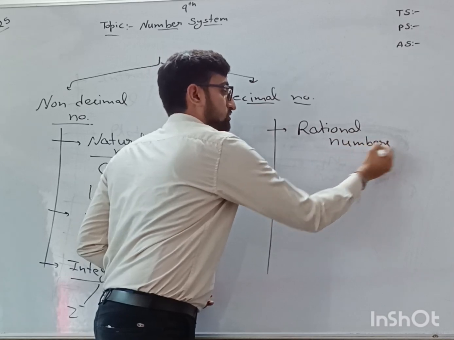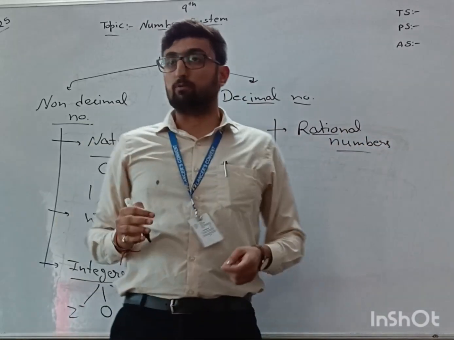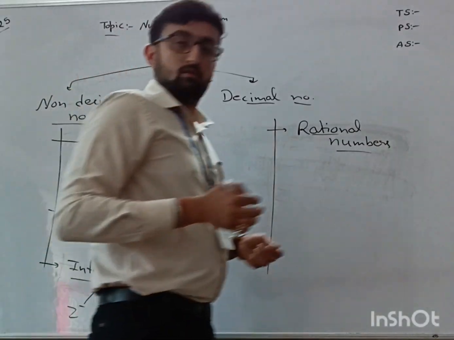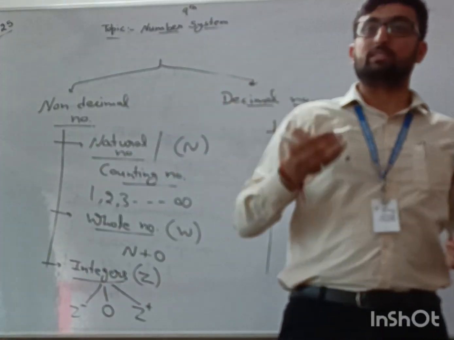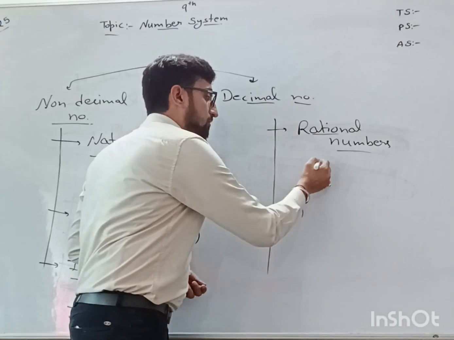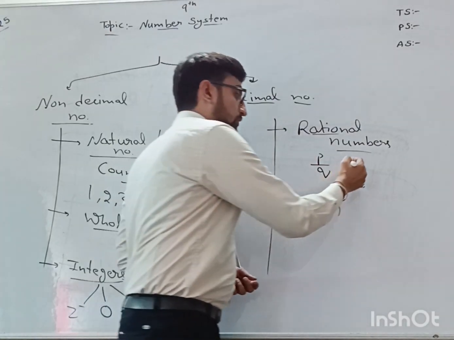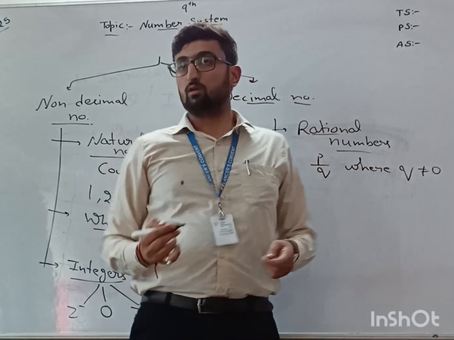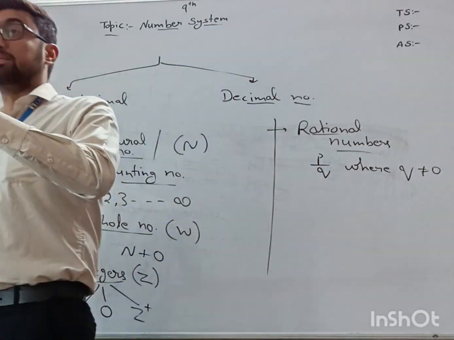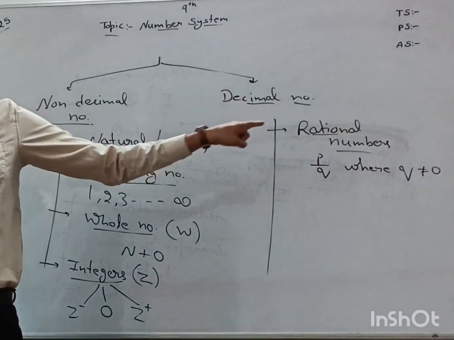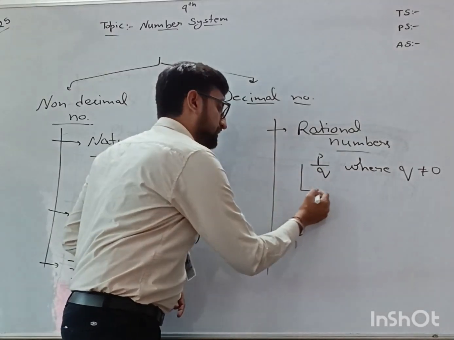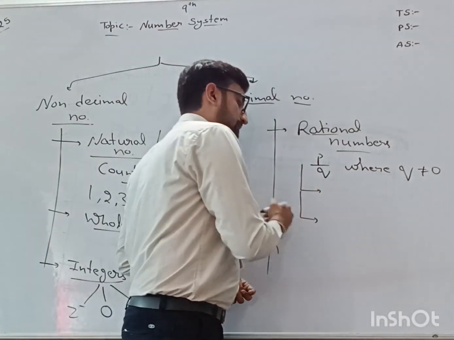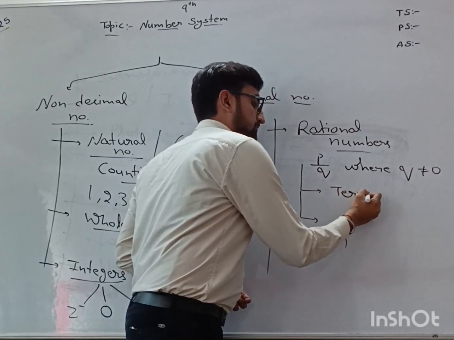You have also studied this particular type of rational number in your previous class. What are rational numbers? Rational numbers are basically those numbers which are in the form of p by q, where q should not be equal to 0. But now we have two more definitions for this particular rational number. The first definition, which we are going to use in this first chapter, is terminating numbers.